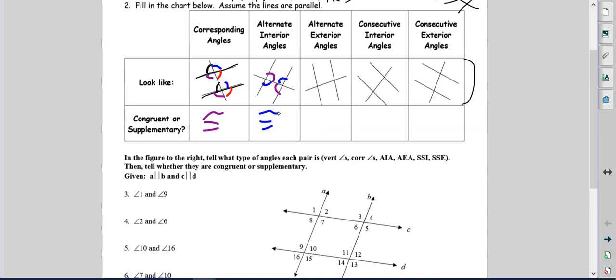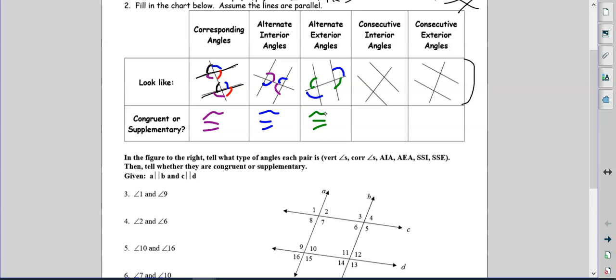Alternate exterior, same idea, except on the outside. So this one here and this one here, and then this one here and this one here. Both exterior of the 2 parallel lines on opposite, alternate sides of the transversal. These are also congruent.